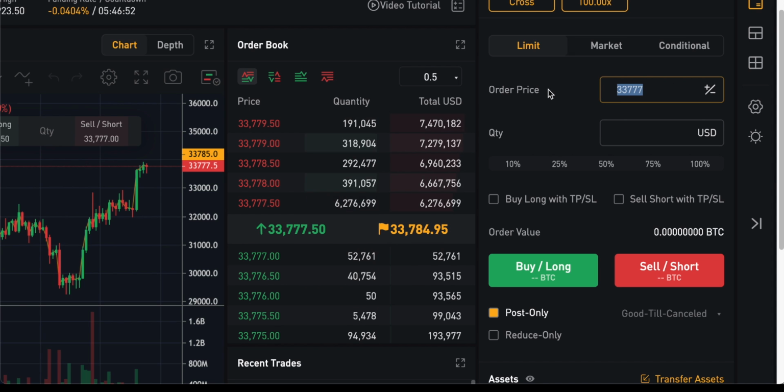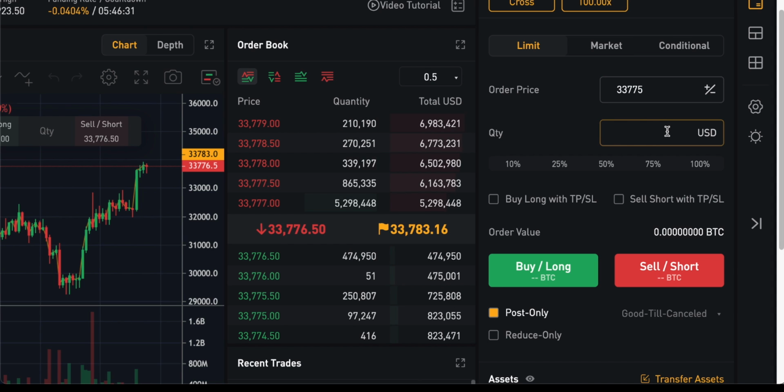So what we're going to do is go long some Bitcoin. Now what I want to do is put in a bid. So I'm going to go 33,775 right here. That means that I am going to be a maker of liquidity because my price is under the current market price. So I won't be trading straight away. I'll come in around this level.